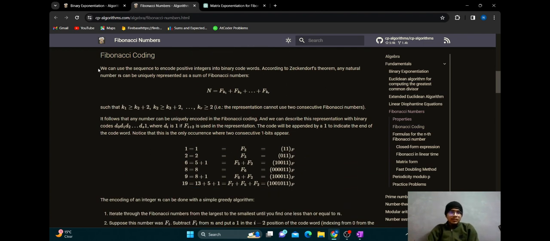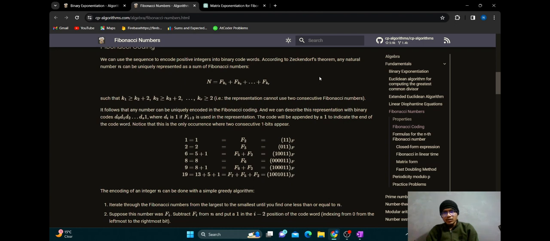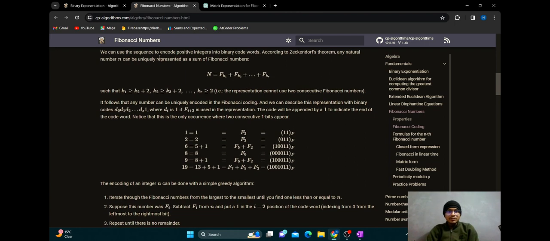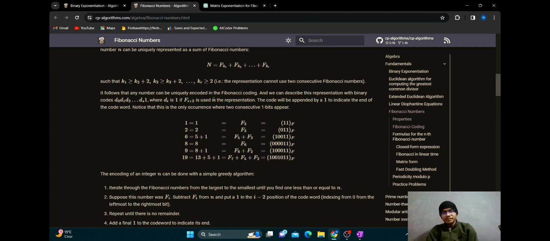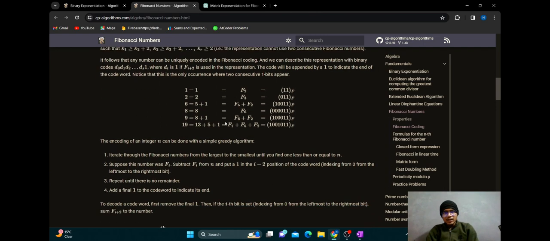So where can this Fibonacci series be used? It can be used in Fibonacci coding. We can use the sequence to encode positive integers into binary code words. According to Zeckendorf's theorem, any natural number can be uniquely expressed as a sum of Fibonacci numbers. For example, 19 can be represented as 13 plus 5 plus 1, which is F7, F5 plus F2.